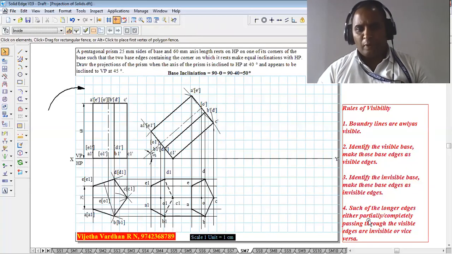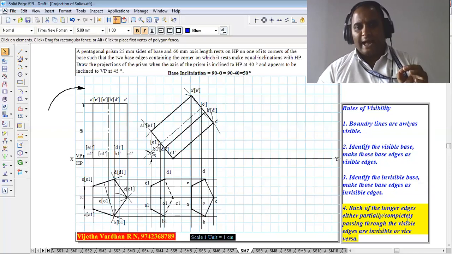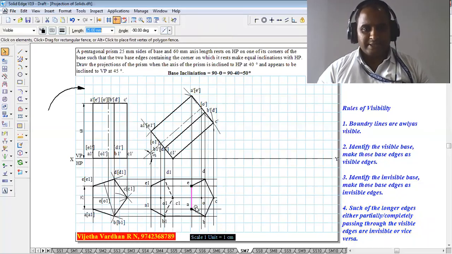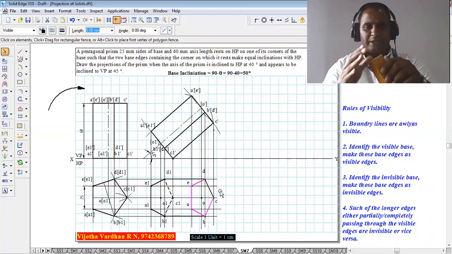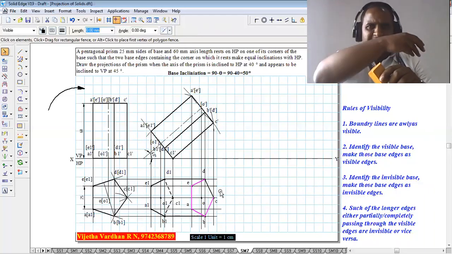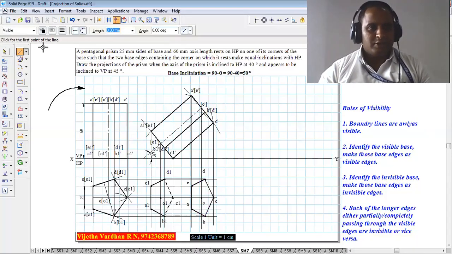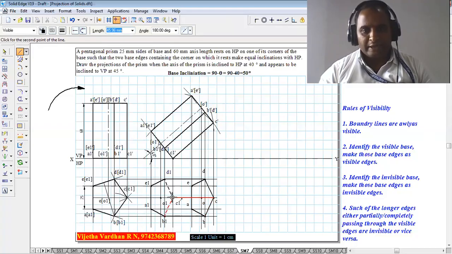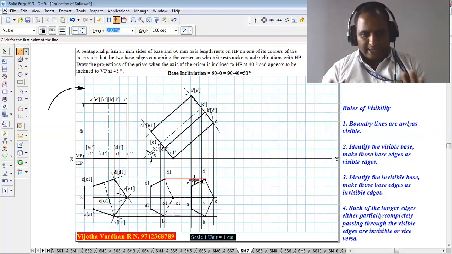And then the last point: such of the longer edges either partially or completely passing through the visible edges are invisible, or vice versa. That means the top base of the pentagon is visible. Such of the longer edges which are passing inside the space are invisible. Now which of the longer edges are passing inside the space? If I connect the longer edge CC1, it is going to be the invisible longer edge. And BB1 and DD1 are the longer edges which form the boundary, so forget about them.